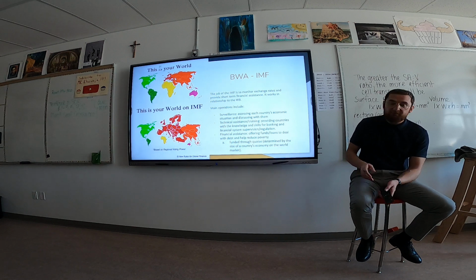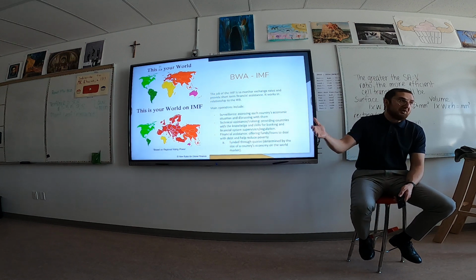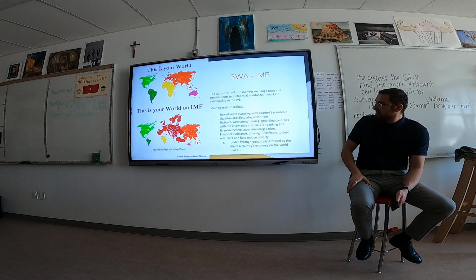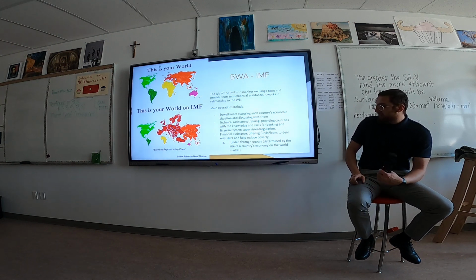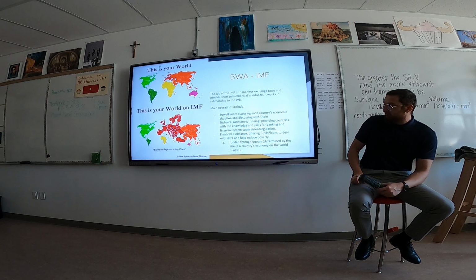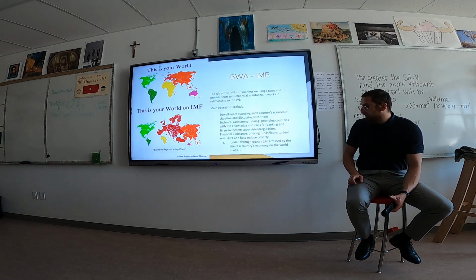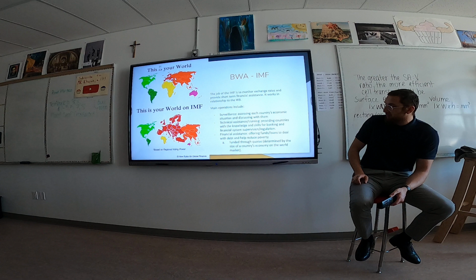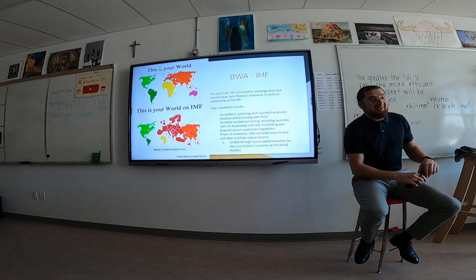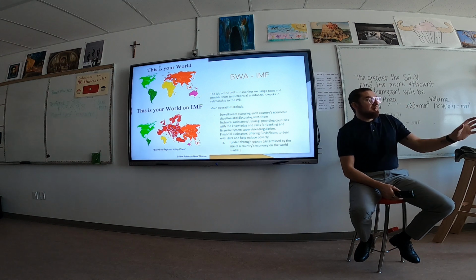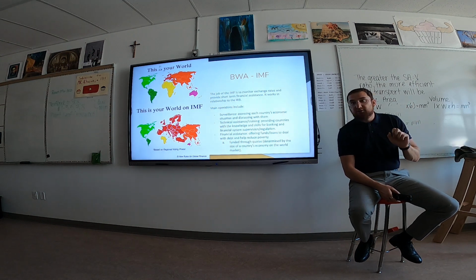System supervision. So again, making sure people understand what they're supposed to do and how to keep things in line. Financial assistance through offering funds or loans to deal with debt and help reduce poverty. This is funded through quotas, so determined by the size of a country's economy in the world. So the way the IMF gets money is it takes money from wealthier countries.